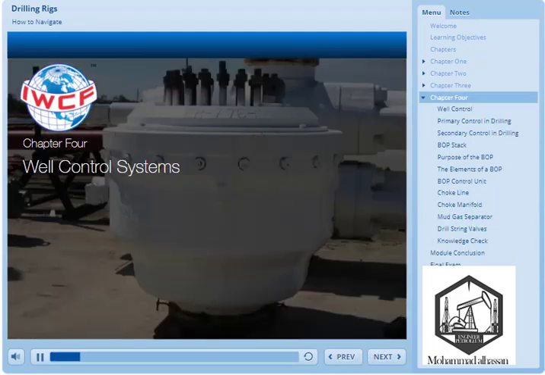Chapter 4. Well Control Systems. We will discuss well control systems in more detail in later modules, but for now it's important to know that all drilling rigs have well control equipment and systems.